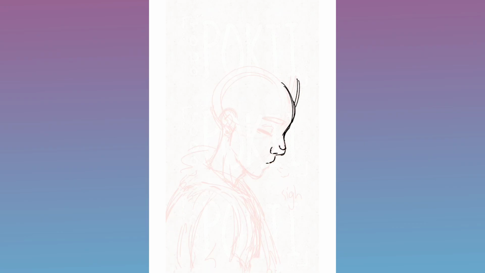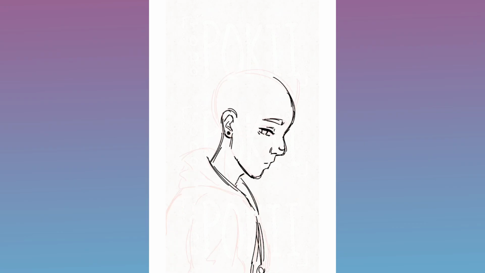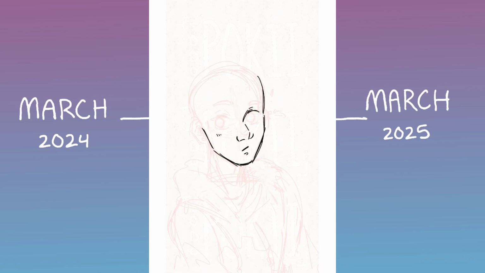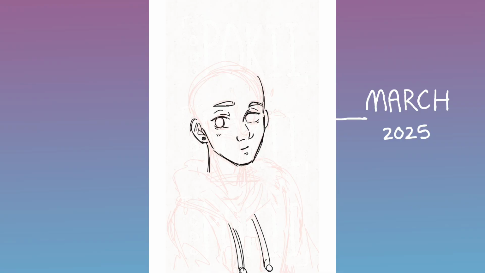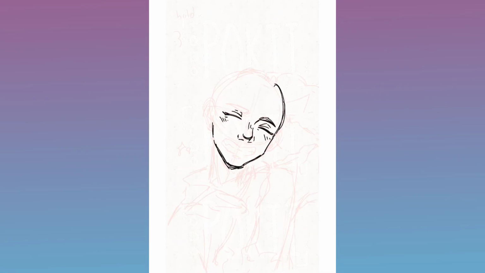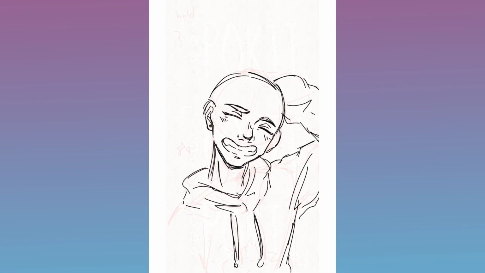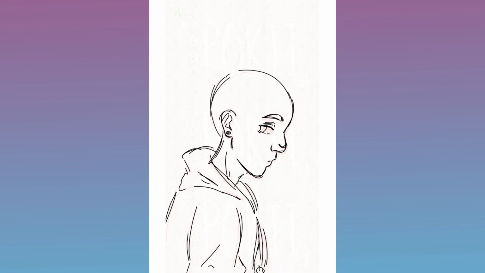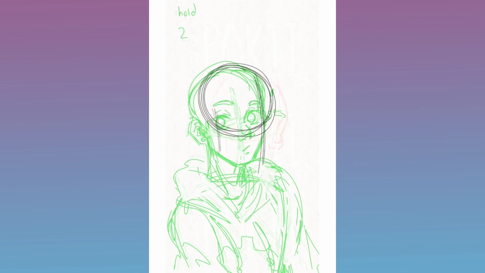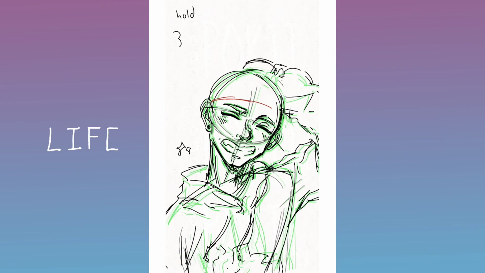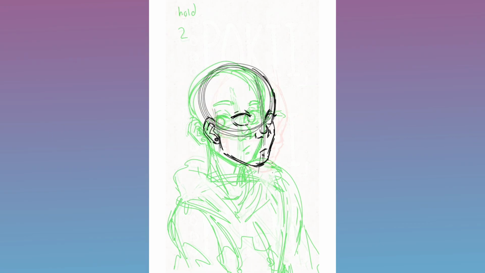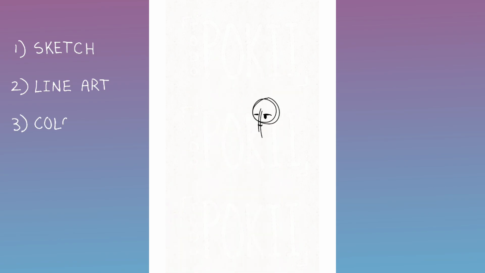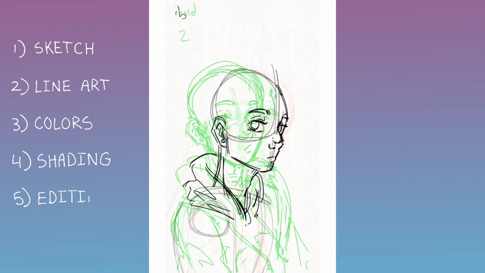Just to give an idea of the timeline of this animation, I started this in March 2024 and I finished it in March 2025. A whole year. I'll actually be talking about a couple of things that have happened within that time, including why I decided to finish this animation that TikTok so loved in the first place, and we'll get into that as well. And of course it wouldn't have taken as long if I'd worked on it more consistently, but you know, life happens. For this animation, my process was broken up into 5 main components: sketch, line art, colors, shading, and editing.